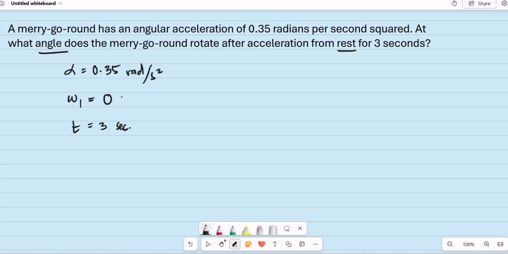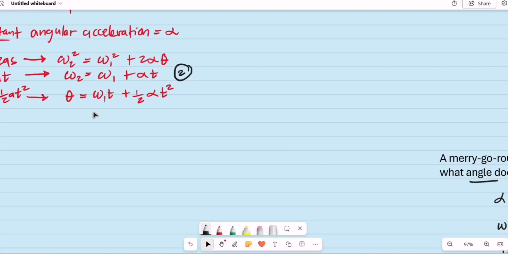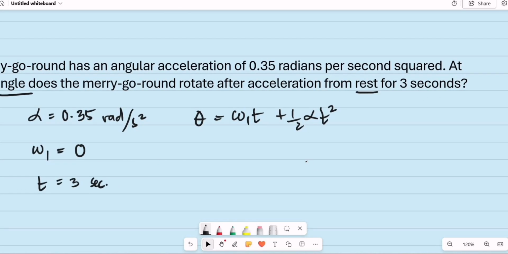Therefore, we are to use the third equation, that is theta equals initial angular velocity times the time, plus 1/2 angular acceleration times the time squared. Again, that is our third equation. By direct substitution, we have the angle of rotation theta equal to, starting from rest is 0, the time is 3, plus 1/2 times 0.35 multiplied by the time, 3 squared.